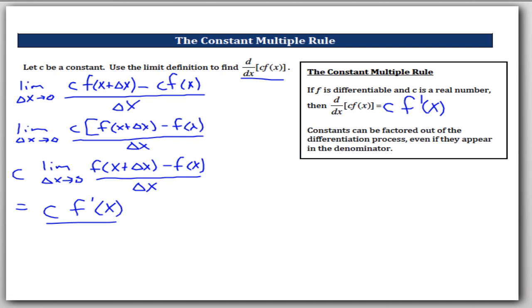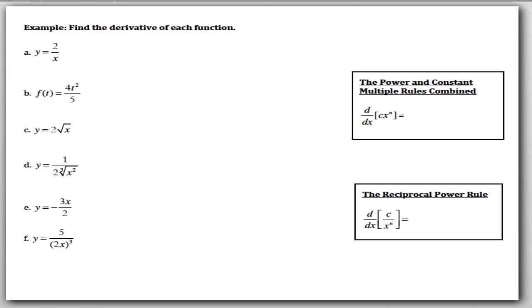So what that is telling me is that constants can be factored out of the differentiation process, even if they appear in the denominator. So it doesn't matter where they are, you can just factor them out to the front and then take the derivative. So let's try some examples here. Now first, if we have 2 over x, we want to go 2x to the negative 1. So we do still want to get that form x to the nth power, or c x to the nth.